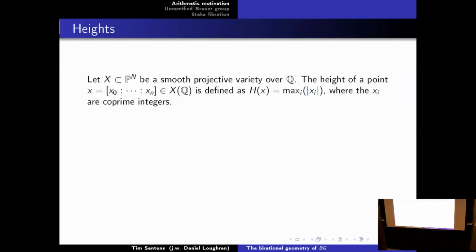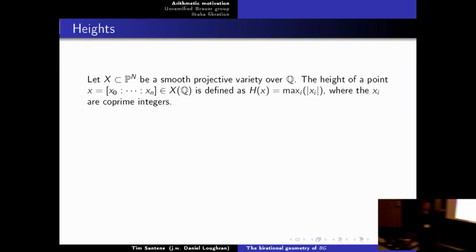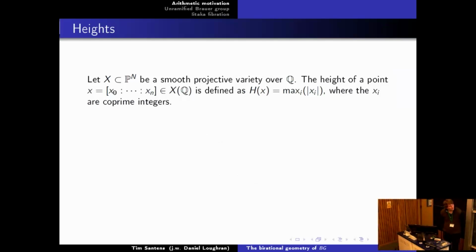Let X be a projective variety over Q. Then the height of a rational point on your variety is defined as the maximum of the absolute values of the coordinates, where we assume that the coordinates are co-prime integers. In projective space we can multiply them by some rational number, but we always assume these are co-prime integers, and then this is the definition of the height.